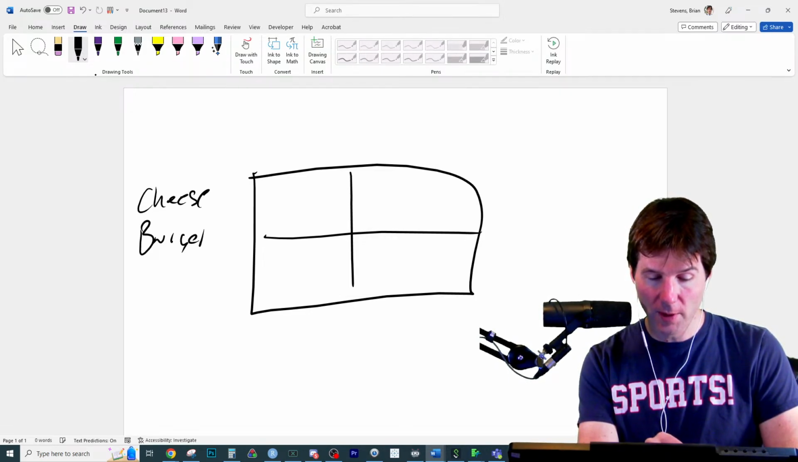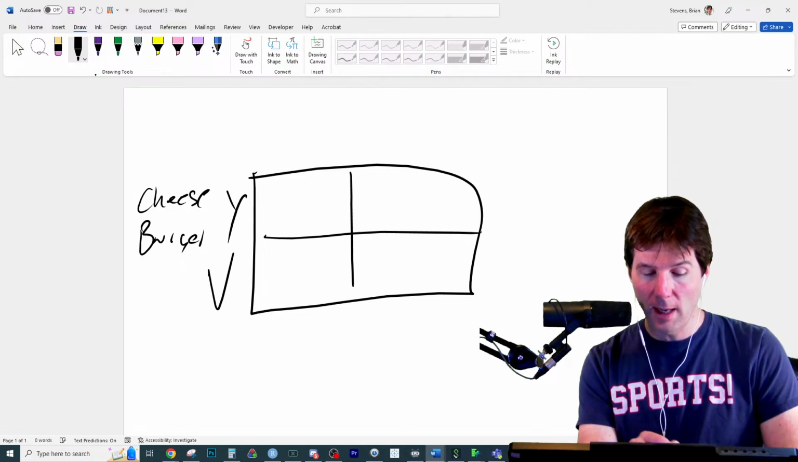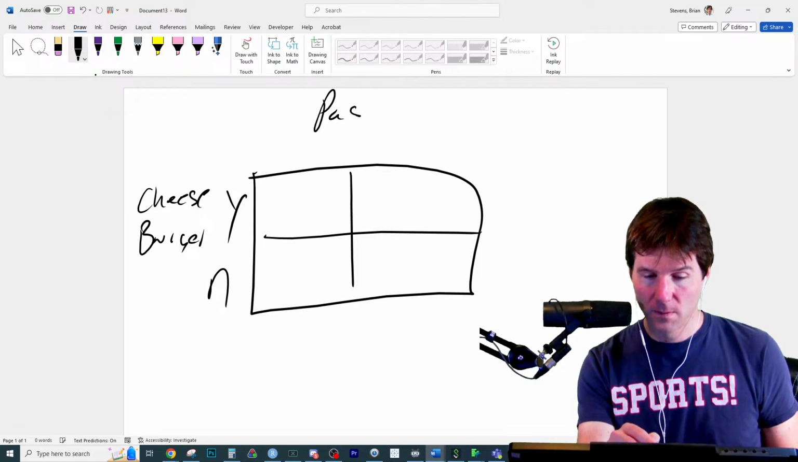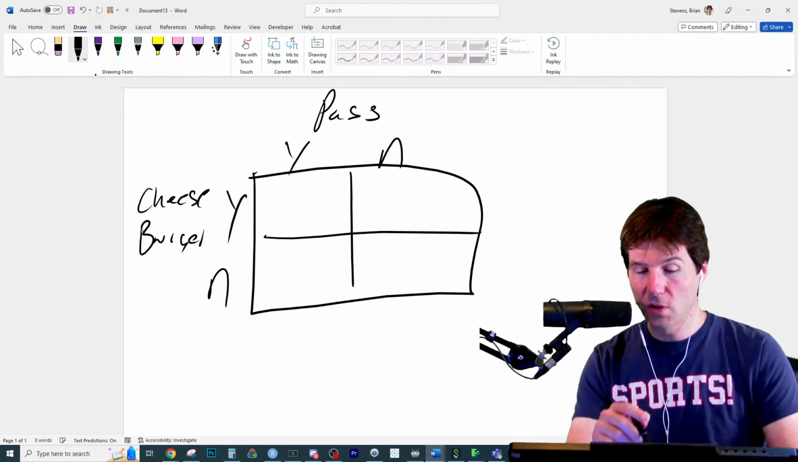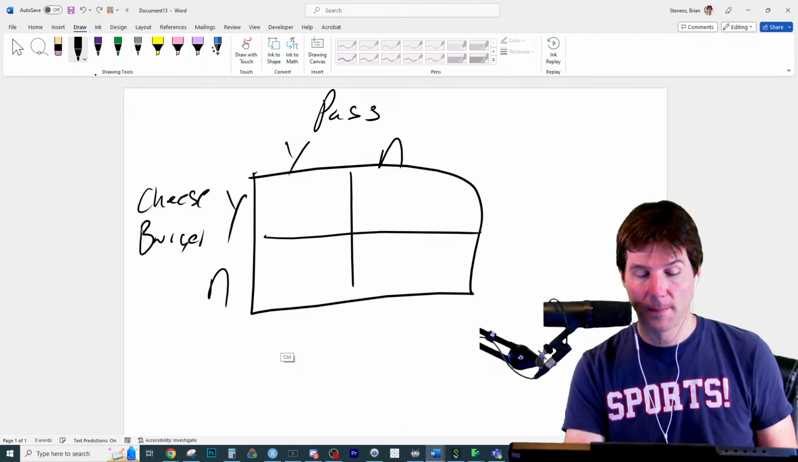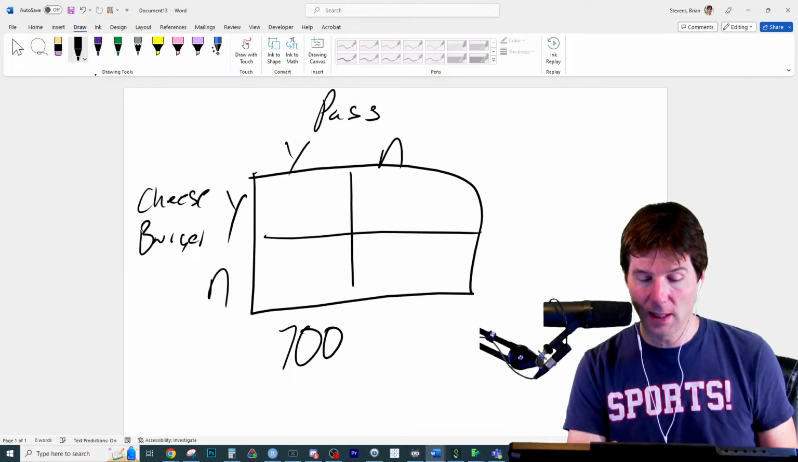Did you have a cheeseburger the night before the test? And did you pass the test? So, to pass the test, we had 300 students, or let's do this easier: 700 students passed the test, and 300 students did not pass the test.